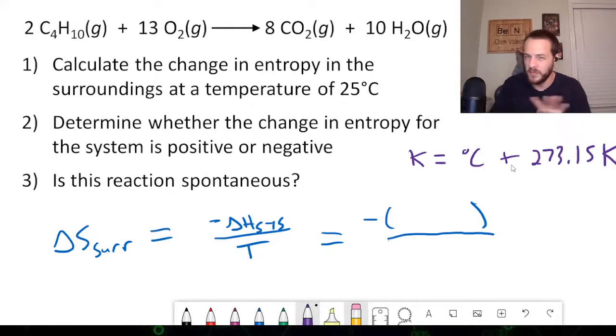It's just one scale is sort of shifted 273.5 degrees, 0.15 degrees away from the other.